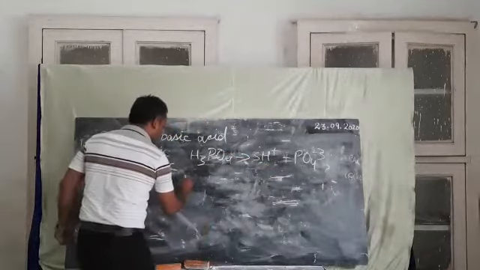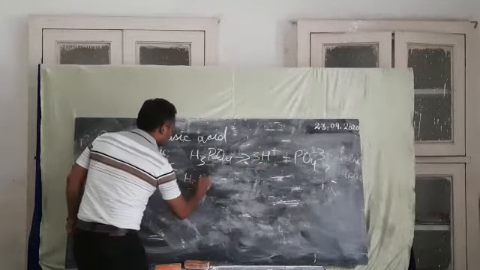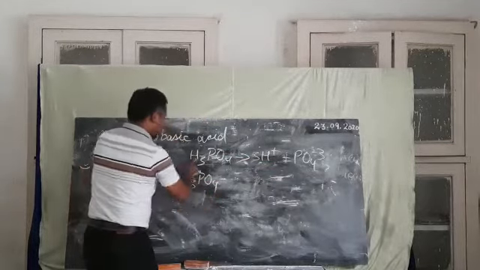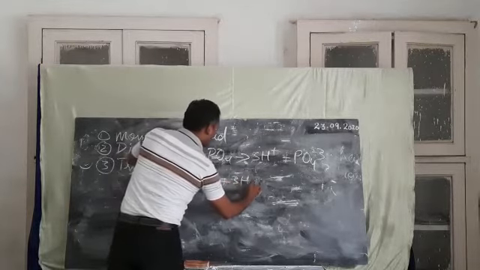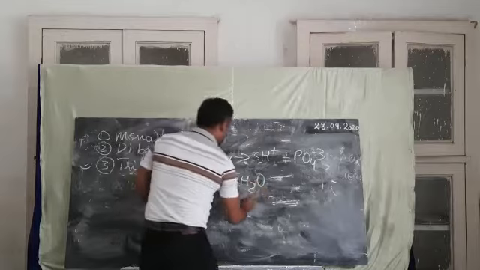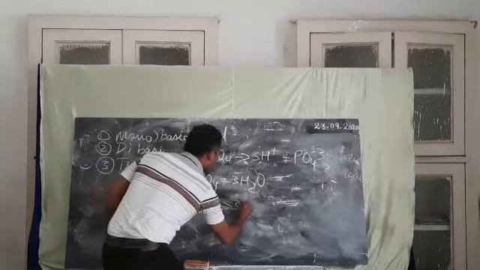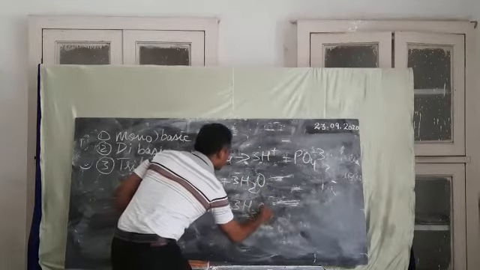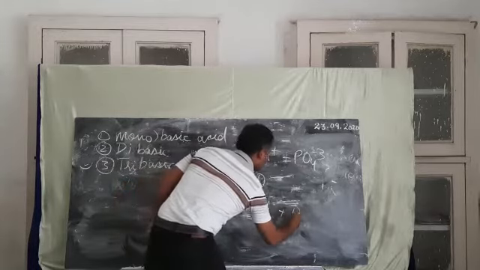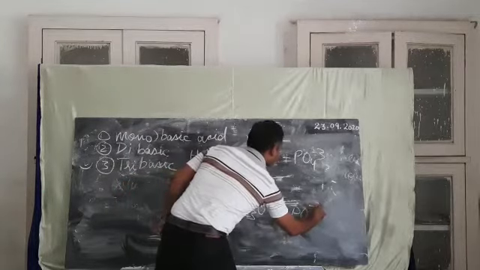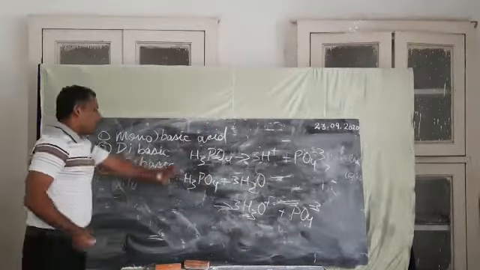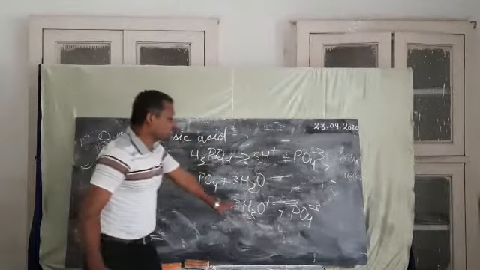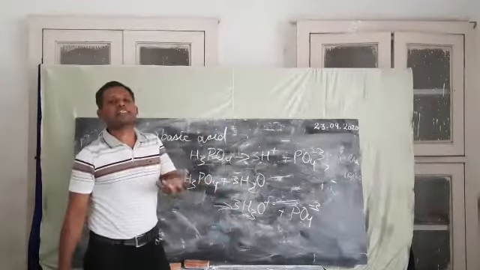So in water, how will it be? H3PO4. There are 3 atoms of hydrogen here, so plus 3 molecules of water gives 3 hydronium ions, 3H3O plus, and PO4 minus 3. So here, one molecule of the acid gives 3 hydronium ions. So it's called a tribasic acid.